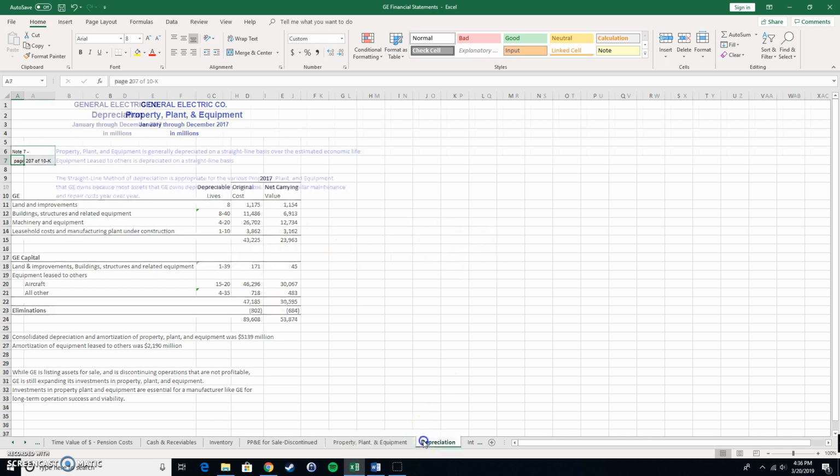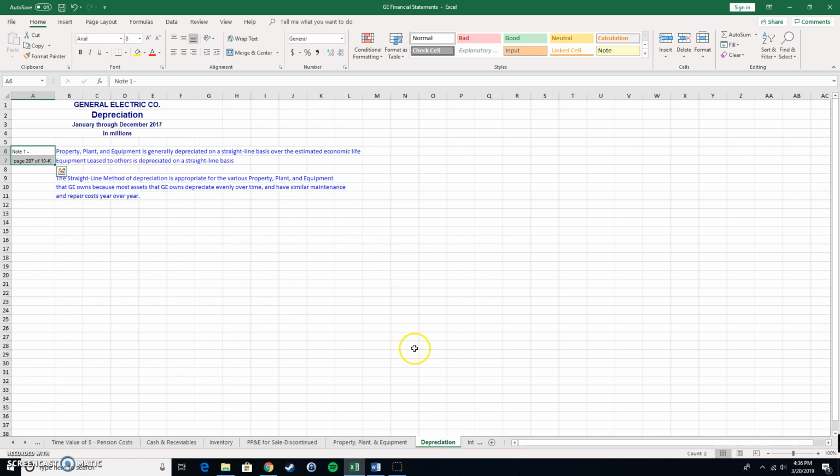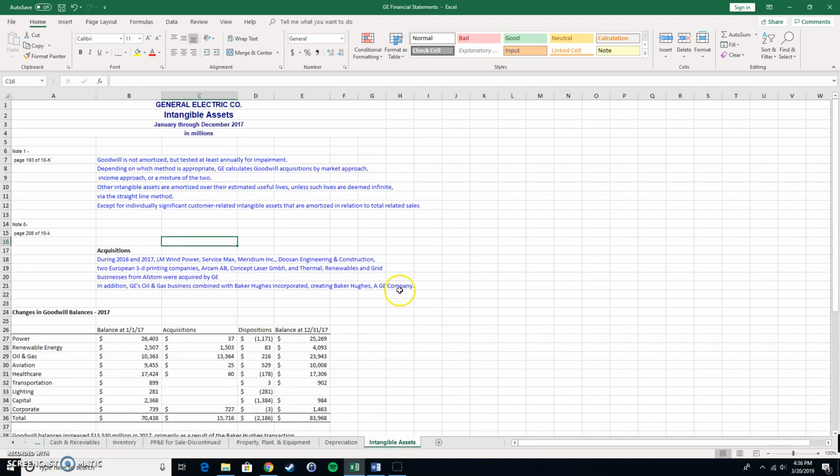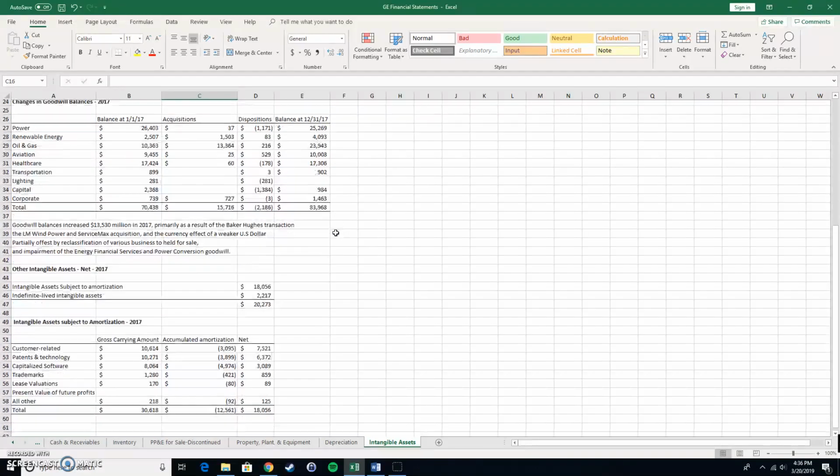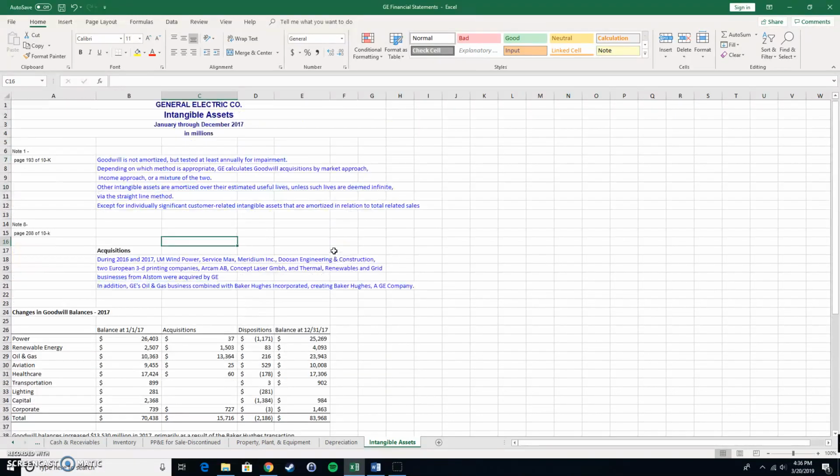And then the last two tabs are the brief explanation of the depreciation that is used in GE's books, and the intangible assets and what the acquisitions for 2017 and the mergers for 2017 did to the intangible assets for General Electric.